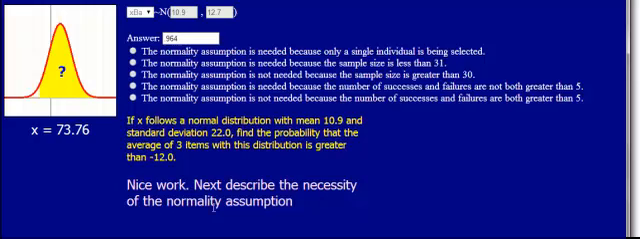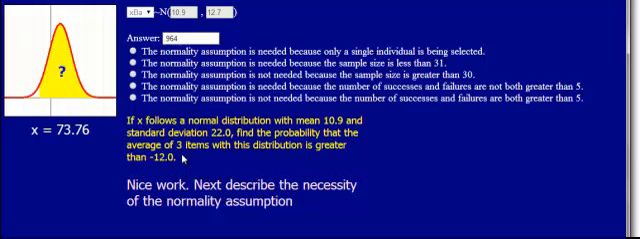Next, describe the necessity of the normality assumption. So we have a bunch of choices. The first is the normality assumption is needed because only a single individual is being selected. Well, that's not true. We're selecting 3 individuals. The next is the normality assumption is needed because the sample size is less than 31. Well, we do have a sample size of 3, which is less than 31. So that is the correct choice.